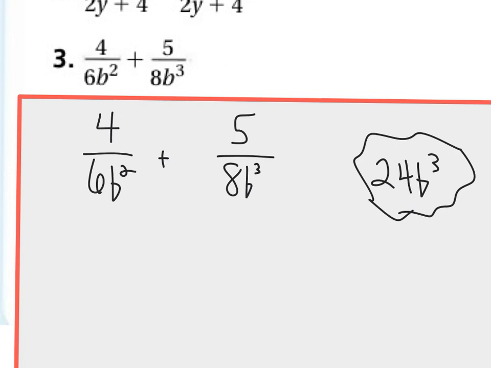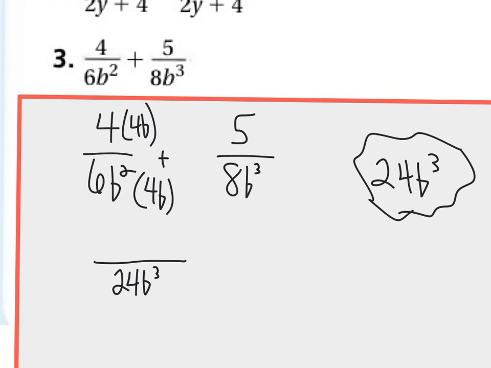And now we need to think about what we would need to multiply these denominators by in order to get that. So for the first fraction, to get that, we would have to multiply by 4b. Again, at this point, we know the denominators are going to be the same, so if you want to go ahead and put that as one fraction here, we can. So that'll be 16b. Then the second fraction, we just need to multiply by 3. We've already got the b cubed, and so that would be 15.